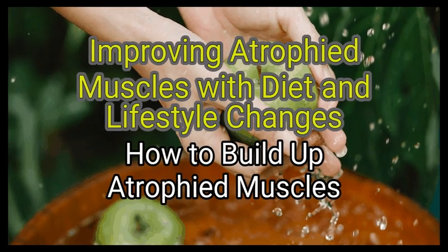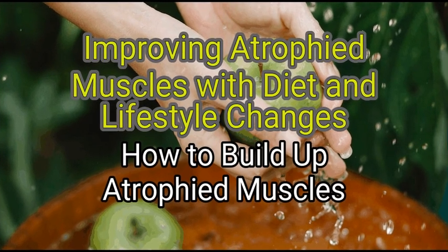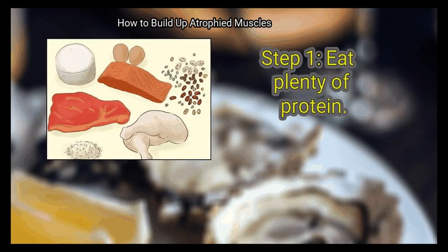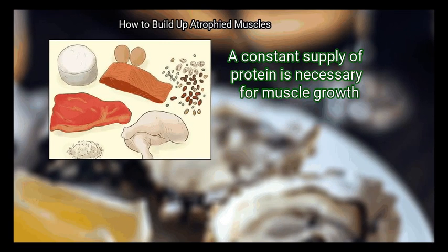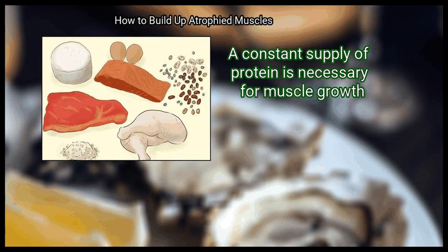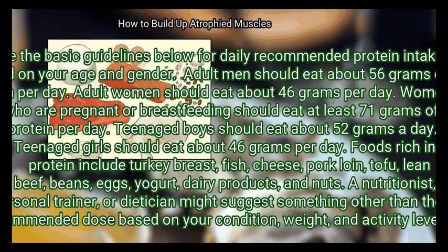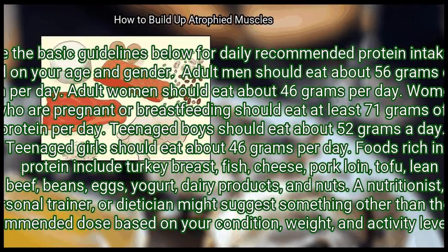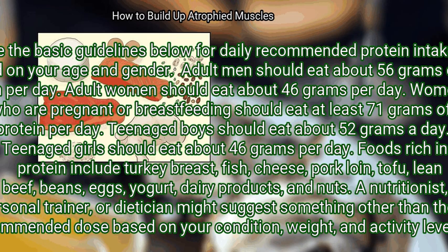Method 3. Improving atrophied muscles with diet and lifestyle changes. First is eat plenty of protein. A constant supply of protein is necessary for muscle growth. See the basic guidelines below for daily recommended protein intake based on your age and gender. Adult men should eat about 56 grams of protein per day. Adult women should eat about 46 grams per day.